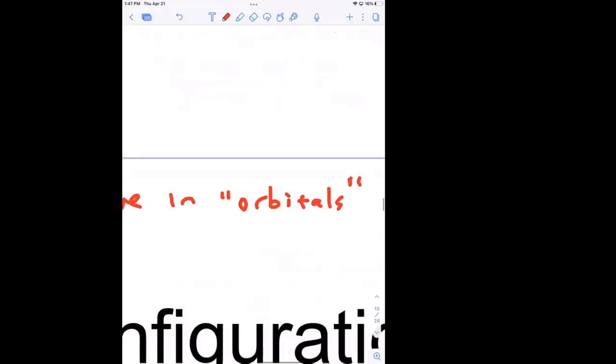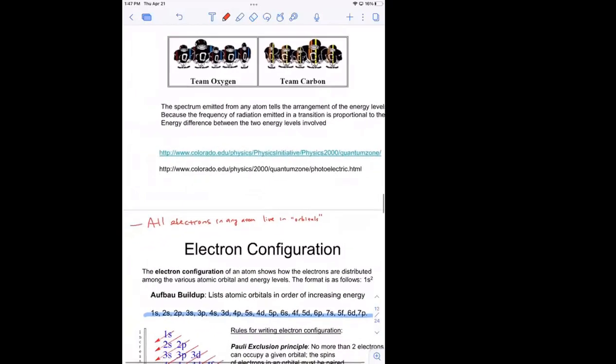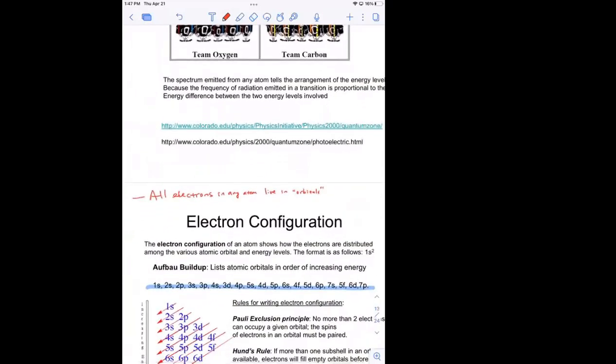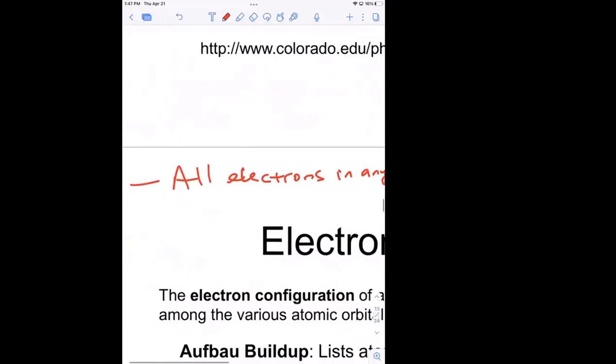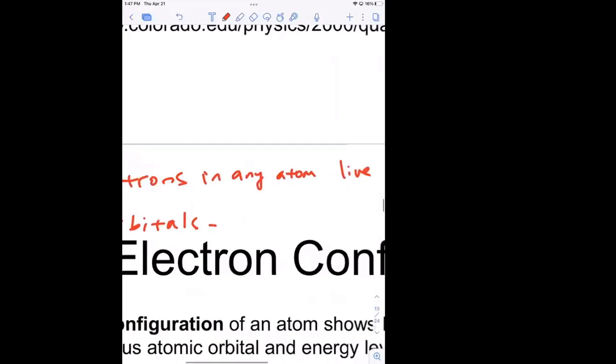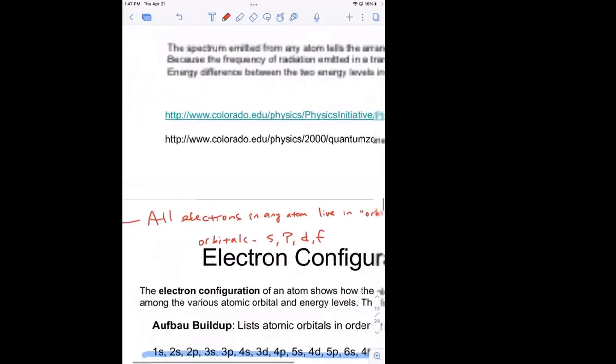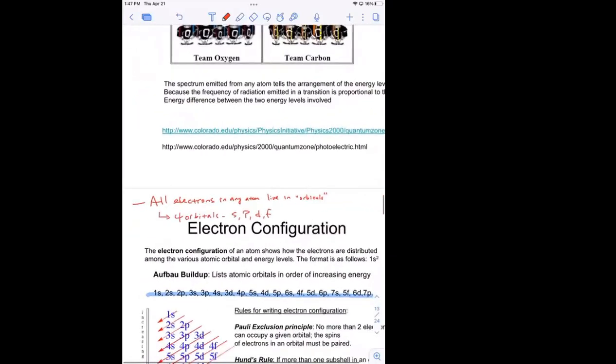And the orbitals are arranged in a certain way. And there are four types. You have s orbitals, p orbitals, d orbitals, and then f orbitals. So any electron that belongs to an atom is going to be in one of these types of orbitals. It's going to be in an s orbital, a p, a d, or an f.